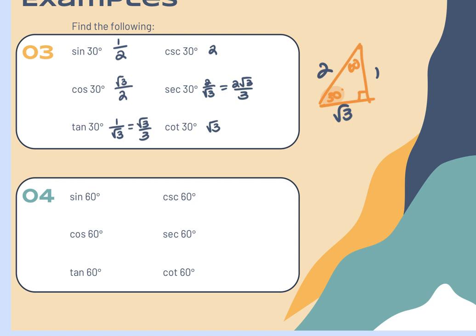Yep. All right, so now we're doing it, but we're doing it at the 60-degree angle. So now I'm looking at the angle at the top here. Opposite the 60 is root 3, hypotenuse is 2. Adjacent to the 60 is 1, hypotenuse is 2. Opposite 60 would be root 3 over 1, which is root 3.